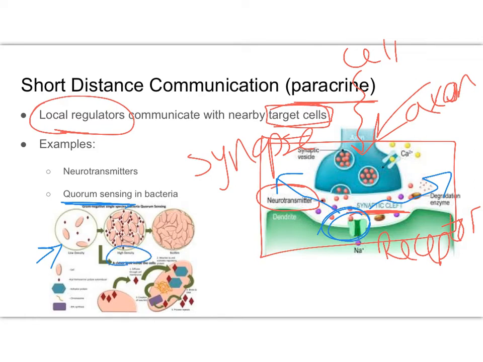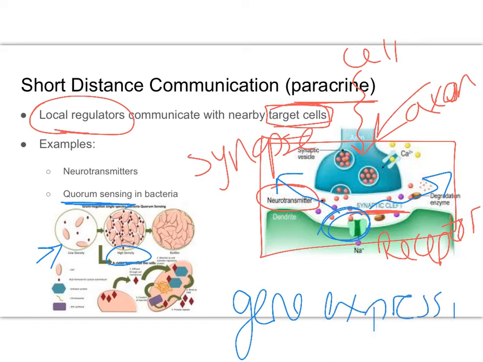Well, now, in the second one here, I get this high density. So in the high density, I've got lots of bacteria in the area, and there's lots of these chemical signals that are being released. And these bacteria are receiving that information. They're talking to each other. They are functioning. They can adjust their gene expression based on the information that they're getting.